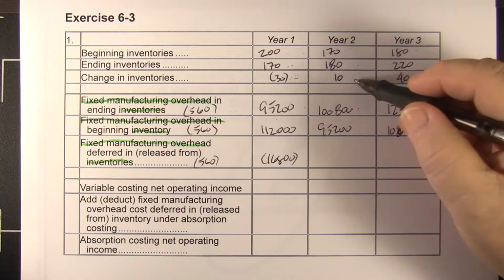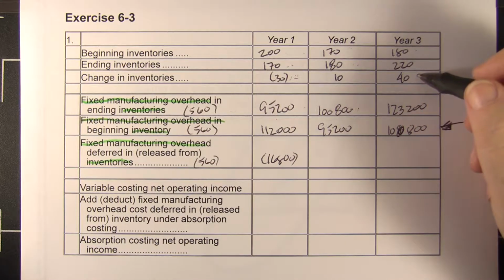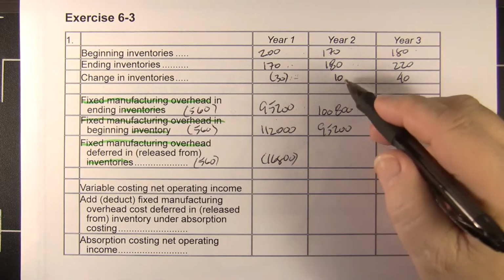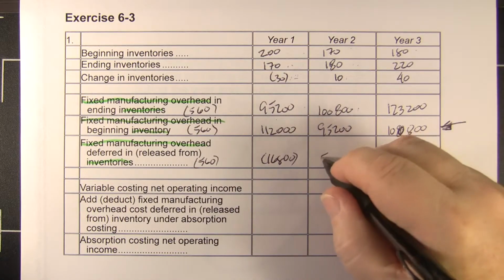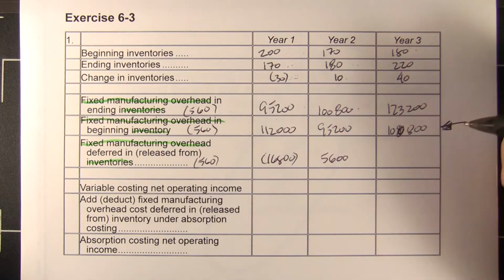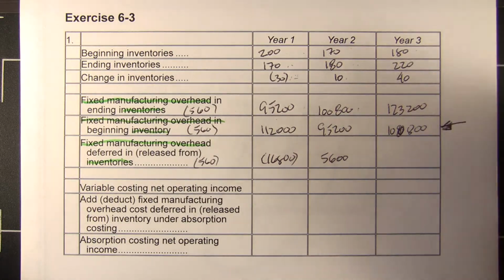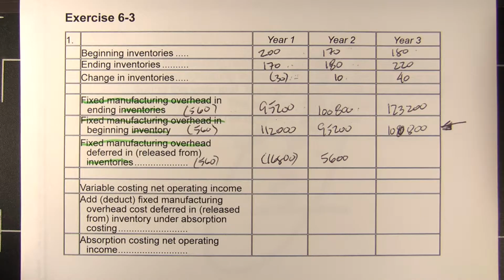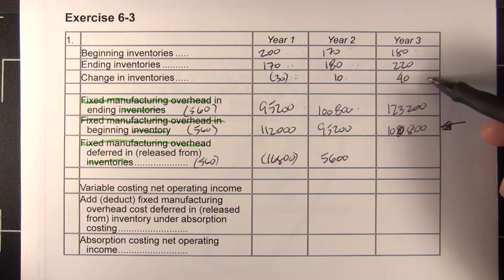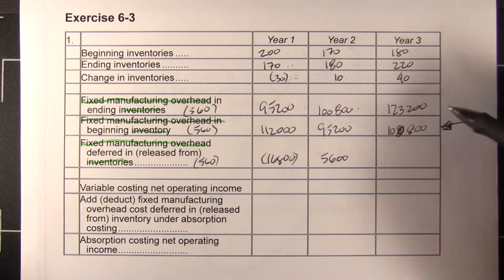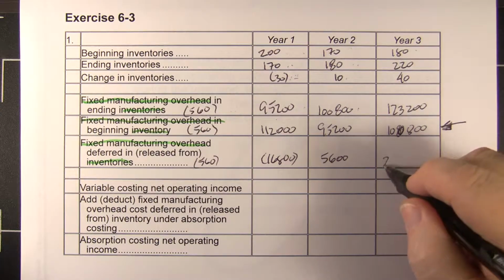The next 2 years, our inventory went up. So 10 times 560 is 5,600. That means we stored $5,600 worth of this year's overhead in inventory that will be recognized in a later year. And in year 3, the same is 40 times 560, and that's 22,400.